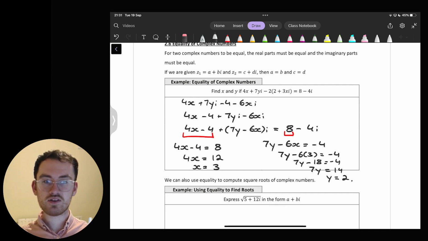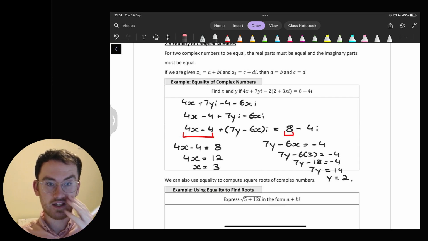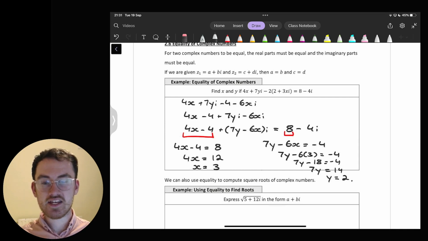So comparing the real and the imaginary parts there just allows us to work out the values for each of those, x and y, in the question there.